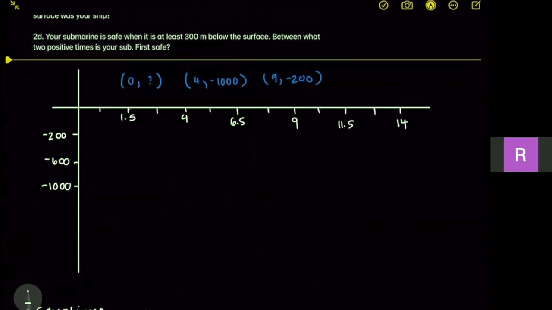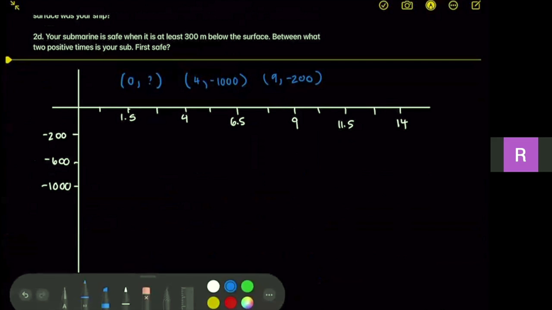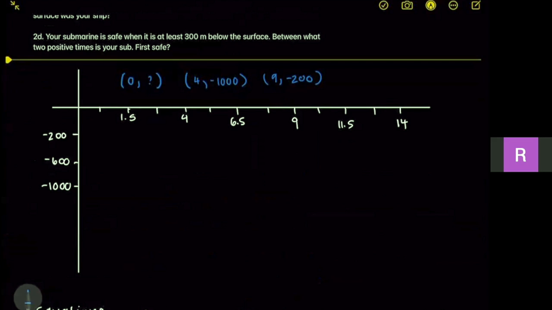At time t equals 4, because the x-axis here is time in minutes and the y-axis here is height in meters, we're going to be at -1,000 meters. So we come here at 4 down to -1,000 meters, and we're going to have a point here. Then at time t equals 9, we're going to be at -200 meters. So over here, we're going to have a point right here.